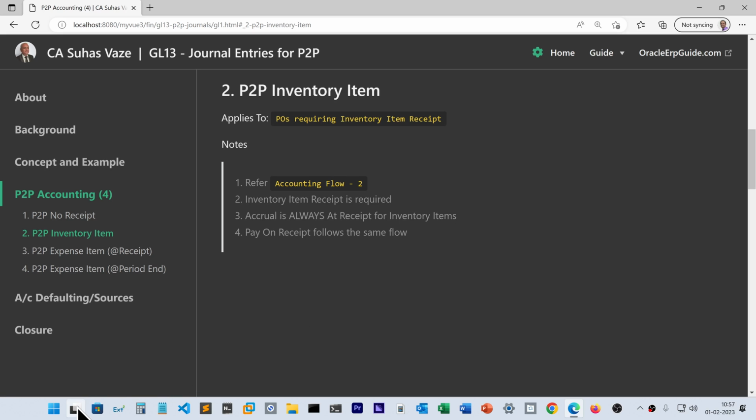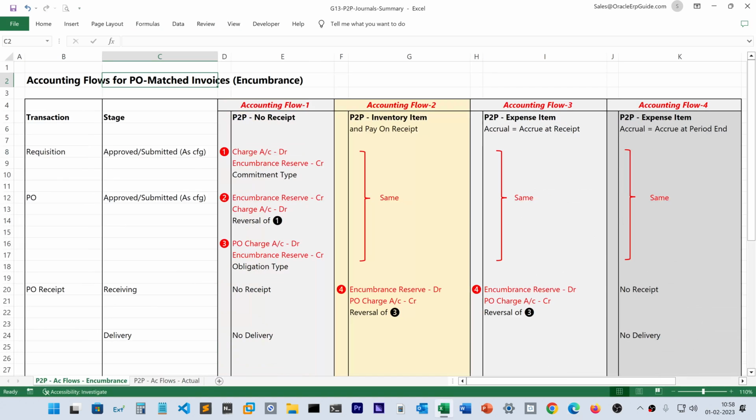Let us navigate to our Excel again. So in this accounting flow 2, for the requisition and PO, the complete encumbrance flow is exactly the same up to the PO creation stage. But it differs from accounting flow 1 as far as the liquidation of the PO encumbrance is concerned. So the PO encumbrance gets liquidated at the time of receiving of the item.